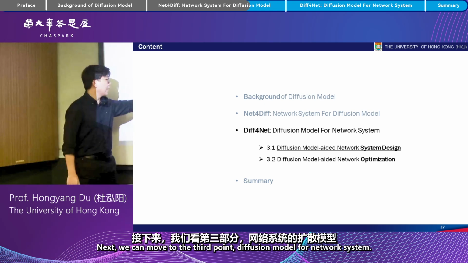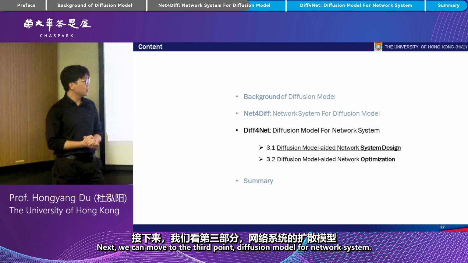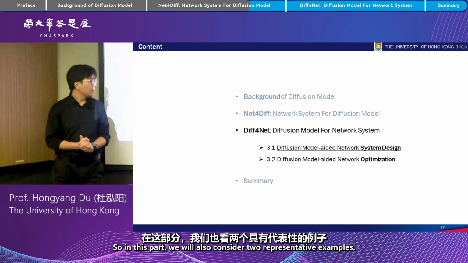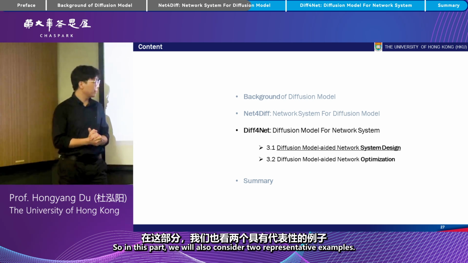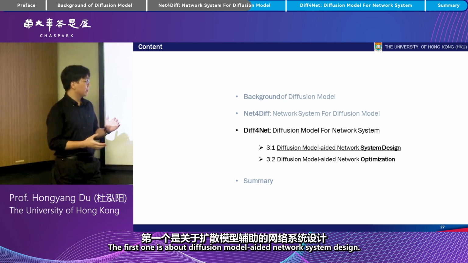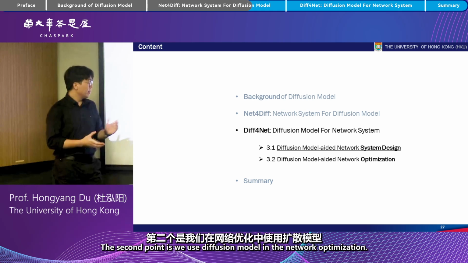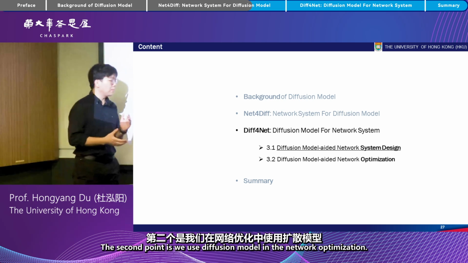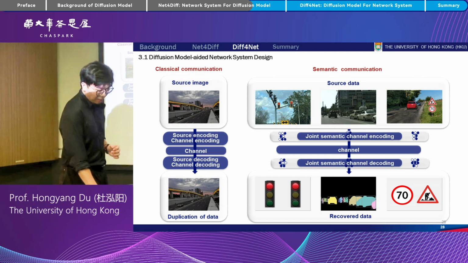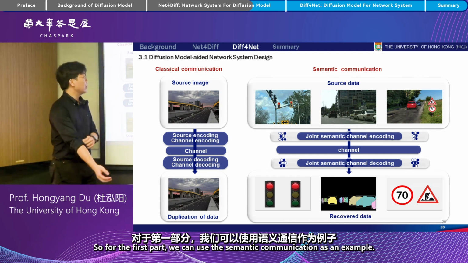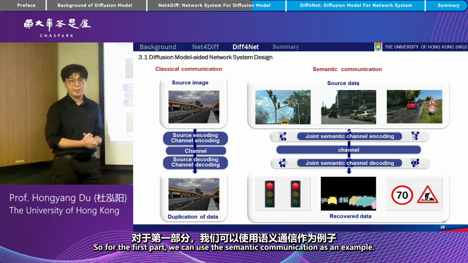Okay, next, we can move to the third point, diffusion model for network system. In this part, we will also consider 2 representative examples. The first one is about diffusion model aided network system design. The second point is we use diffusion model in the network optimization. So for the first part, we can use the semantic communication as an example.